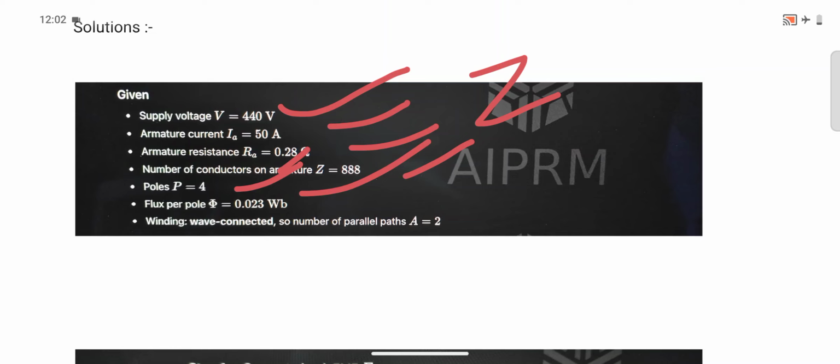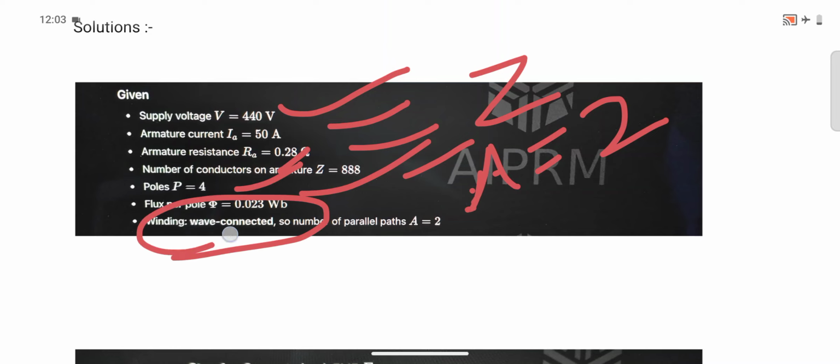Now the winding is wave connected, so the number of parallel paths A is equal to 2. The value of A is 2 because the winding is wave connected. It is wave connected, so the number of parallel paths is equal to 2.